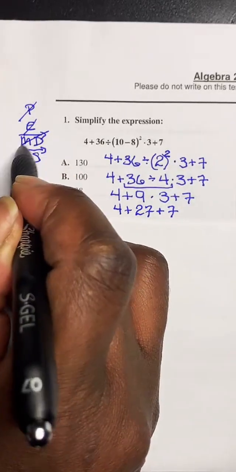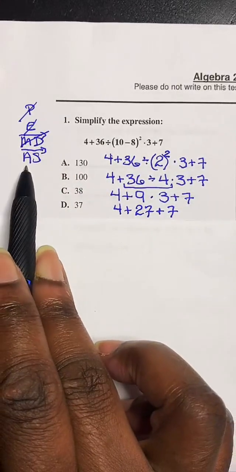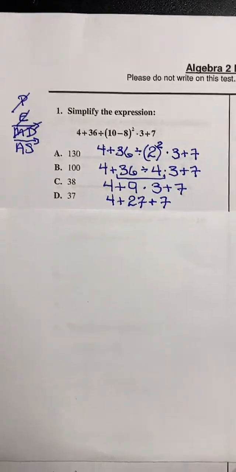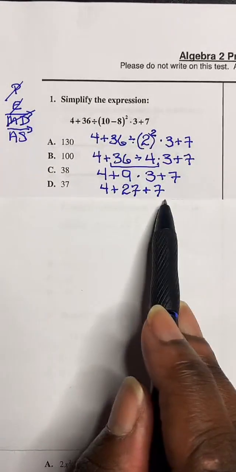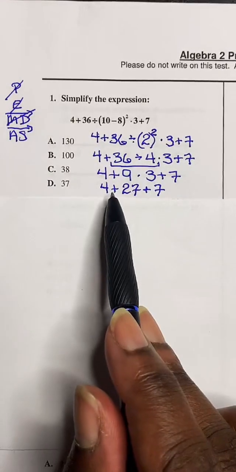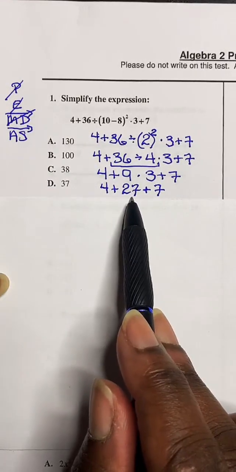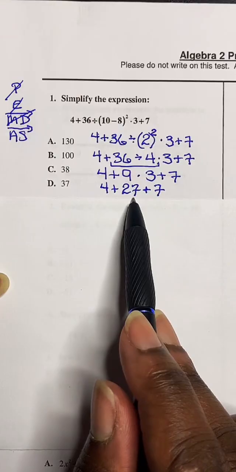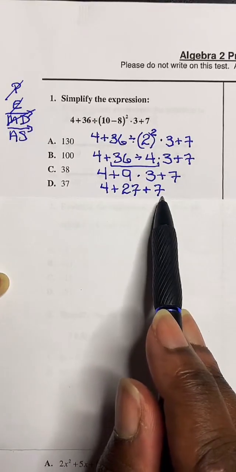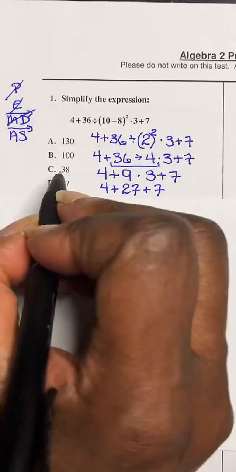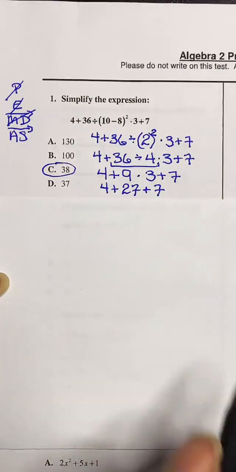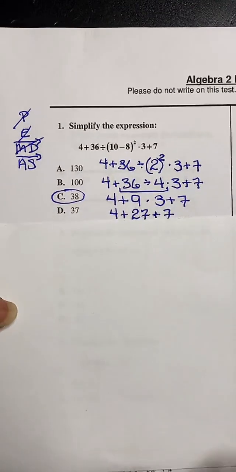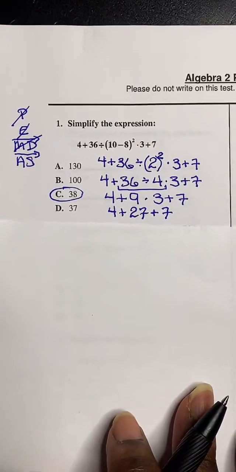Now from left to right, we're doing addition, then subtraction. Luckily, it's all addition. So that means you got your 4 plus your 27. That gives you your 31. 31 plus 7 gives you your answer of 38. Okay, so the answer for this is C.